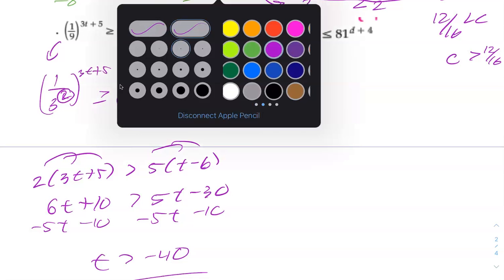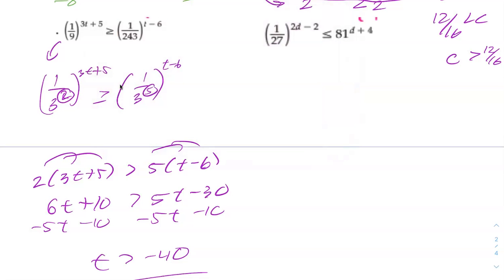When I get the same base. Now in this case I should go a little bit, no I can't. 27 only breaks down to a 3 cubed, doesn't break down anything else. That was my mistake, I was thinking it's a 9 or something. So this is 3 cubed, to the 2d minus 2. Over here, since I broke this down to 3, you gotta do the same thing here. So that's 3 to the 4th.